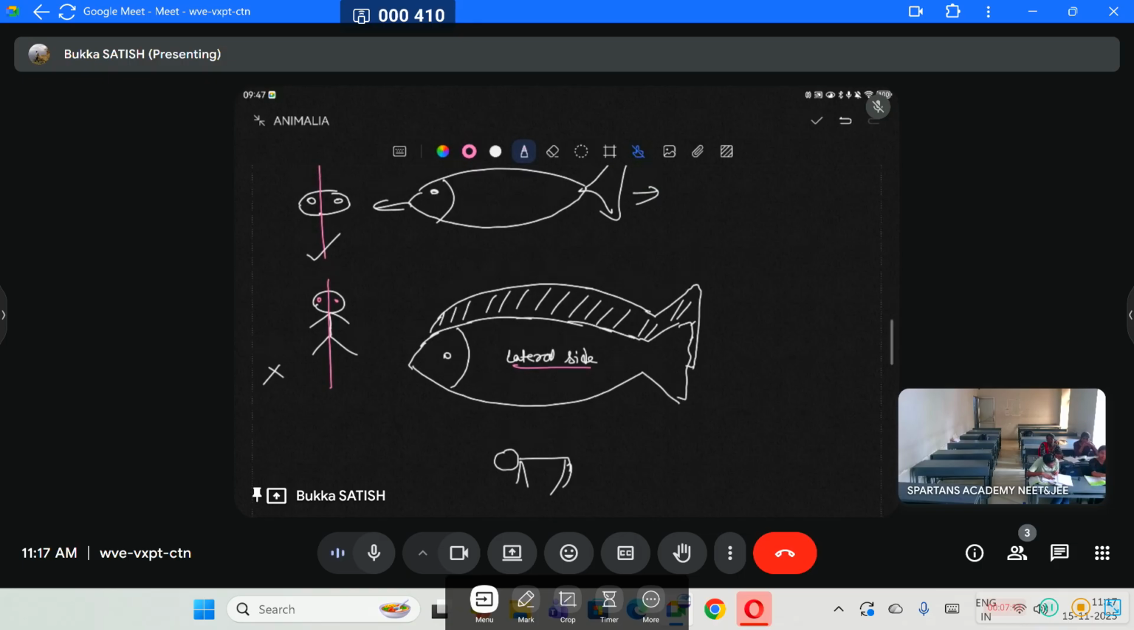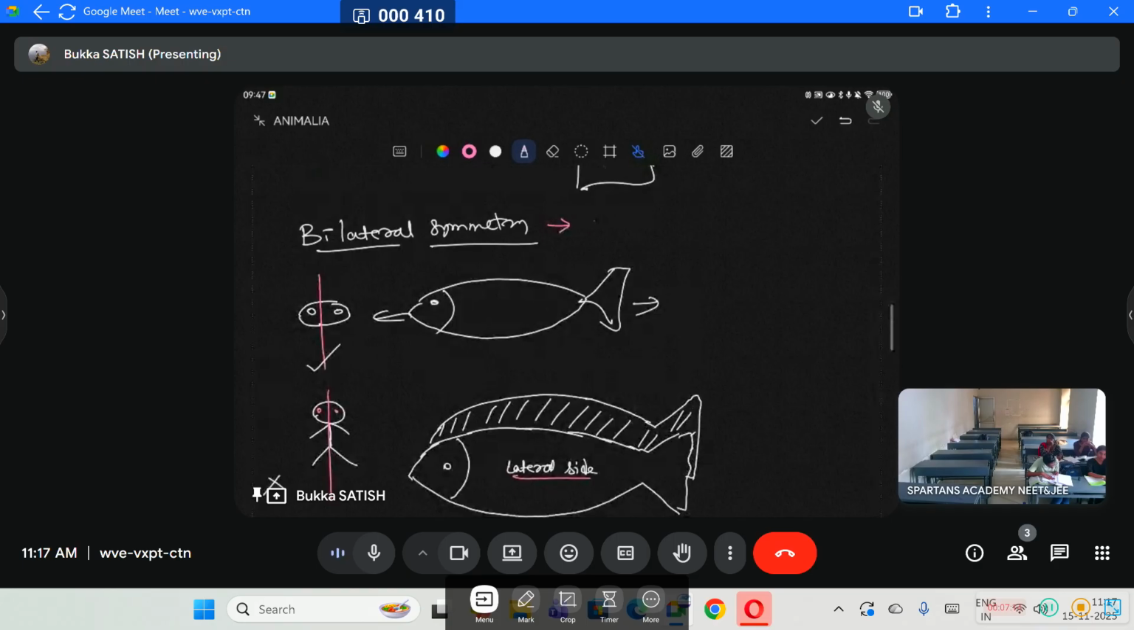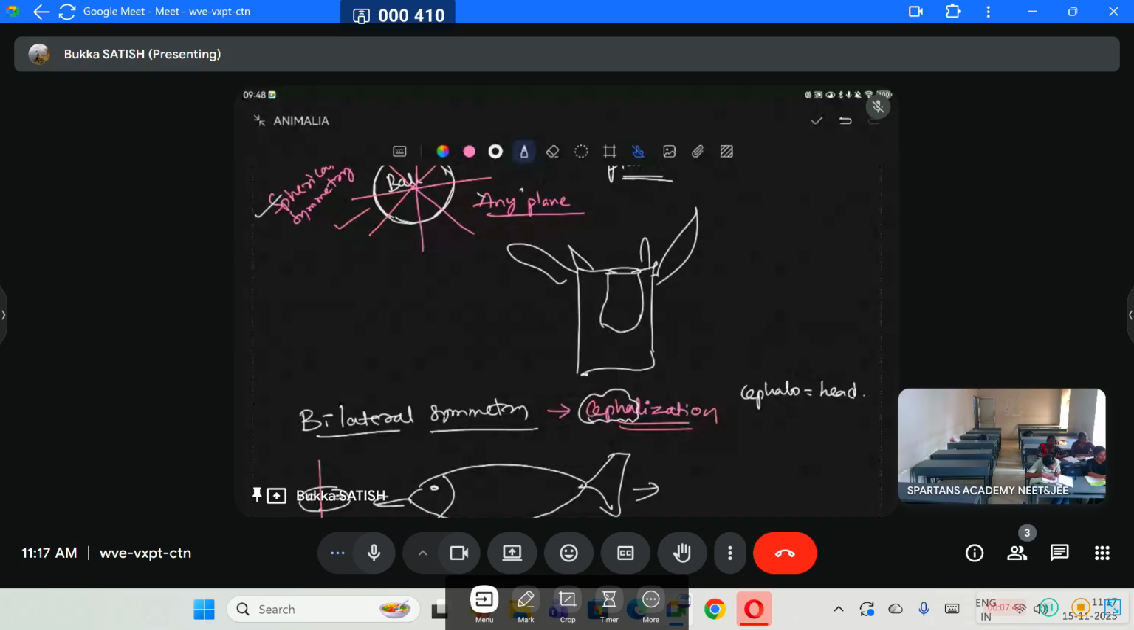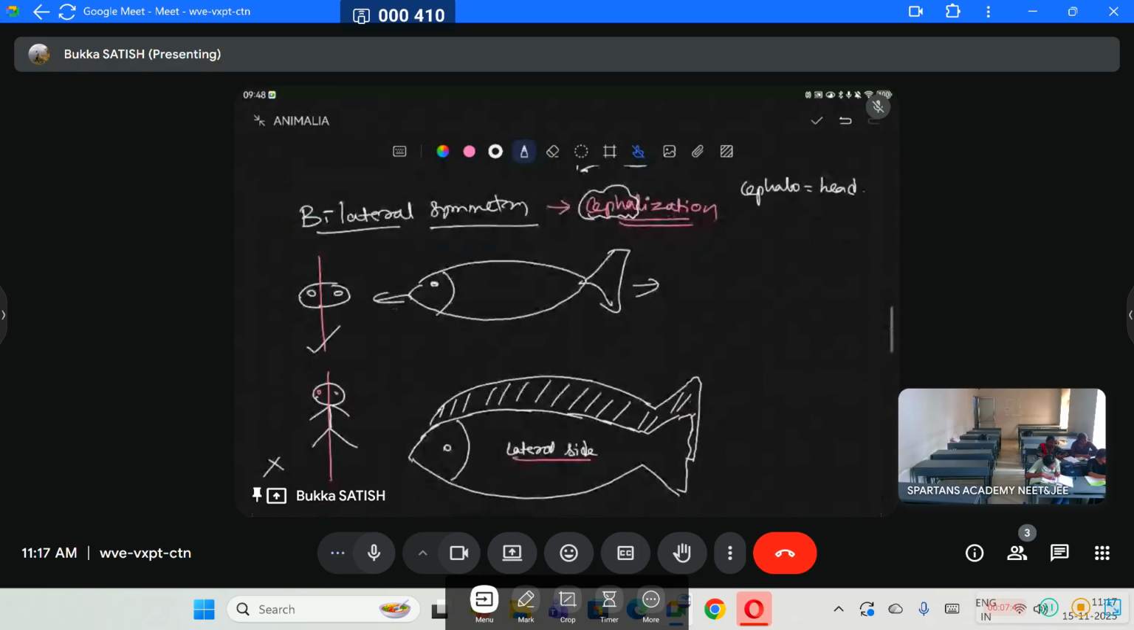See, one of the important things about bilateral symmetry is that it led to cephalization. Bilateral symmetry is associated with cephalization. What is meant by cephalization? Cephalo means head. Cephalization is head formation. Only animals with bilateral symmetry have a head. Radially symmetrical animals don't have a head. What is the importance of cephalization? What is the specialty of the head? What is the specialty of our head?